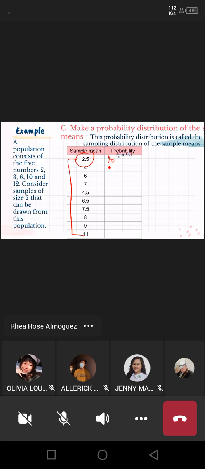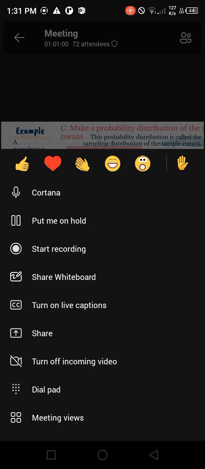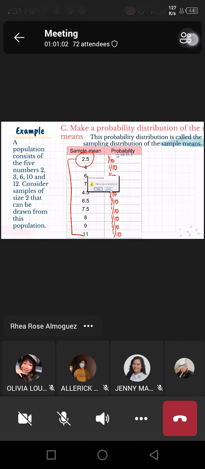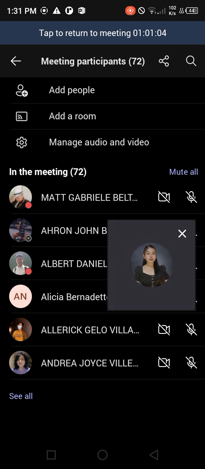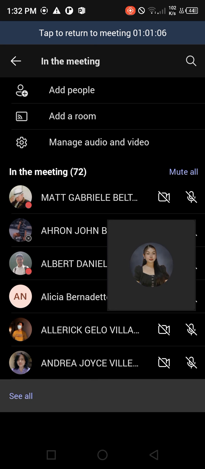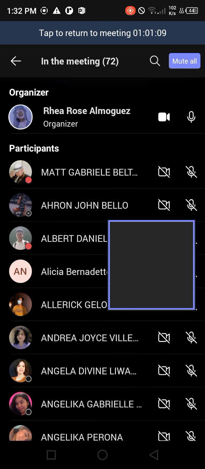Okay? Okay, so that's how we construct a probability distribution of the sample means. May question po ba dito sa sampling distribution? Anyone? Kung paano nagpa-construct? None? Are you sure? If none, mapuproceed na po ako sa mean and variance. Okay na tayo? Clear na po, ma'am. Okay, thank you. So, sige, proceed na tayo sa mean and variance.